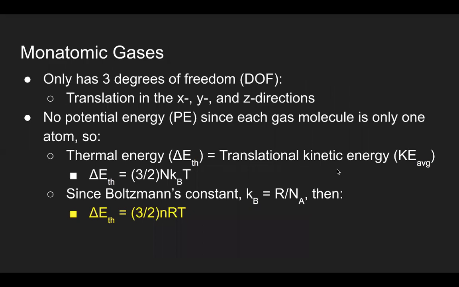Since monatomic gases are single atoms, they have no potential to rotate. Instead, they can only translate in the x, y, and z directions. For formality, the thermal energy of a system is equal to the summation of the microscopic kinetic and potential energies of the gas molecules. Because monatomic gases do not carry any potential energy, the thermal energy simply reduces down to being equal to translational kinetic energy.